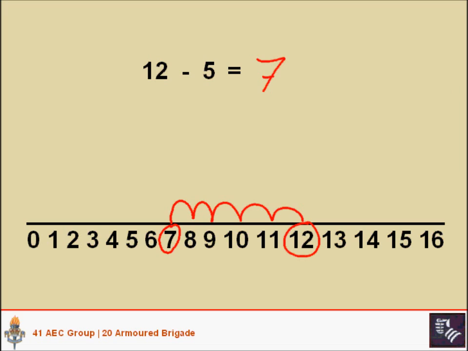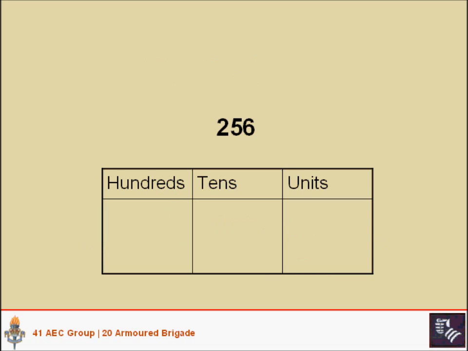A number line can also be used for larger numbers. We started our number line at 0 and went up to 16 because we're working with smaller numbers. You were probably taught this method at school. To use this method, you have to remember what you learned about place value. For example, if we write 256, we have 2 hundreds, 5 tens, and 6 units, or ones.